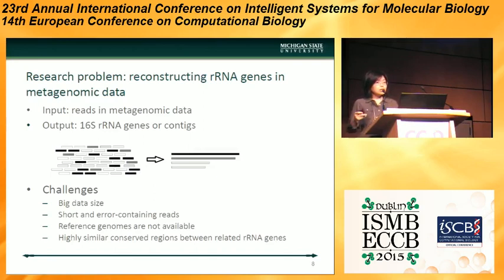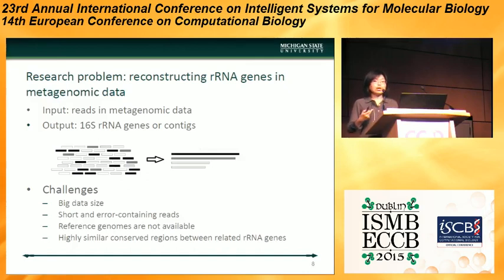However, this method cannot be directly applied to metagenomic data because it works better for long sequences or near complete genes rather than those short reads in metagenomic data. So there is a need to reconstruct the genes from those short reads first. This is basically what I'm going to talk about in this presentation. So the input to our problem contains all the reads in metagenomic data, and the output will be near complete 16S ribosome RNA genes or the contigs. Sometimes the sequence coverage is so low that you cannot recover the whole genes.